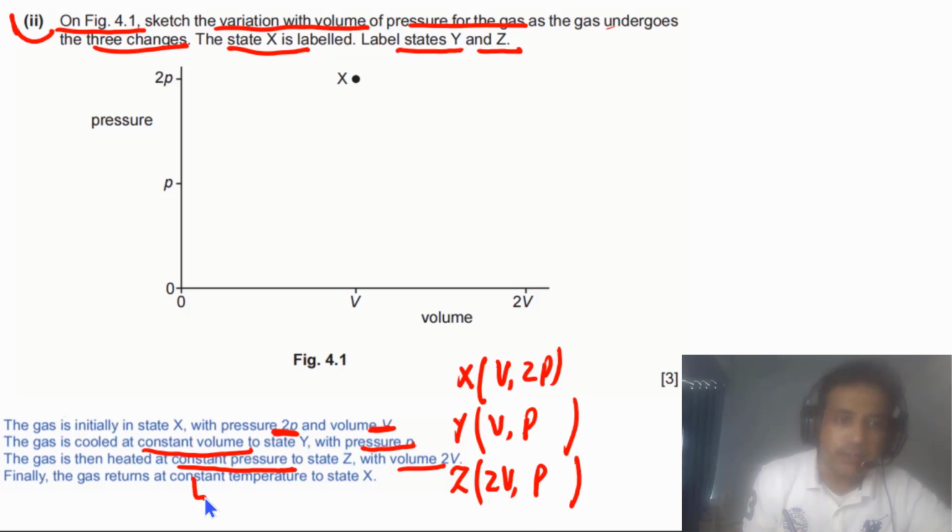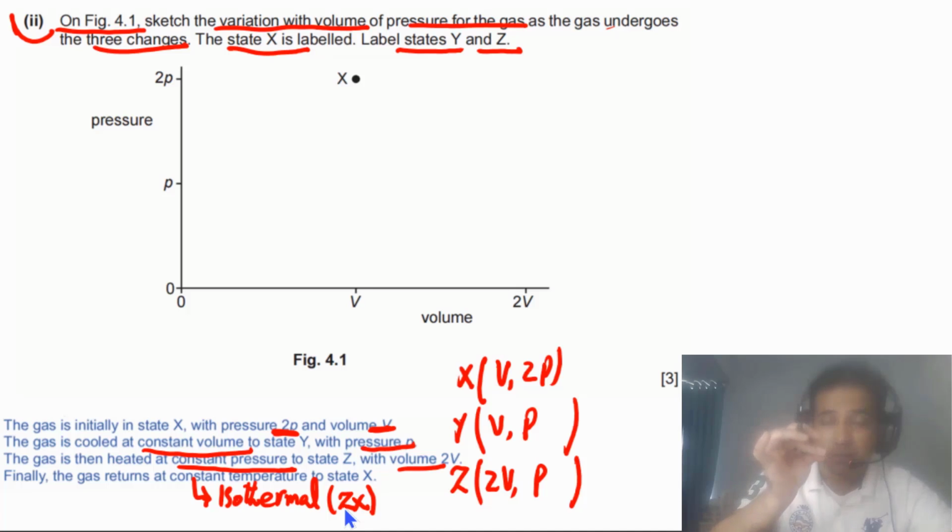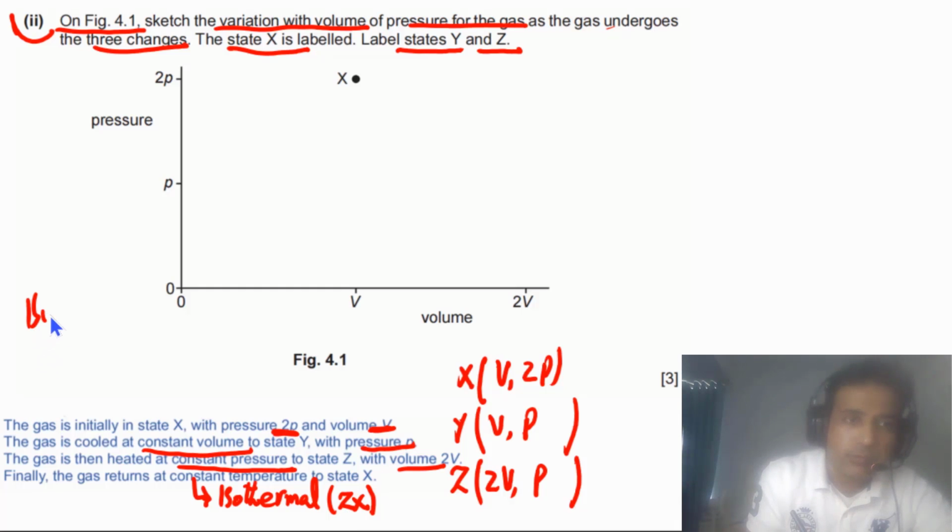For the final state, it is given to us that the process is isothermal, temperature remains constant. So this is an isothermal process between Z and X. Between the two states Z and X, the process is isothermal, which means temperature remains constant. This is an important step you need to understand.